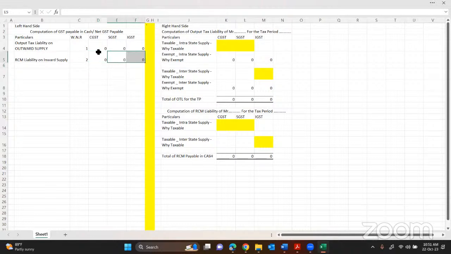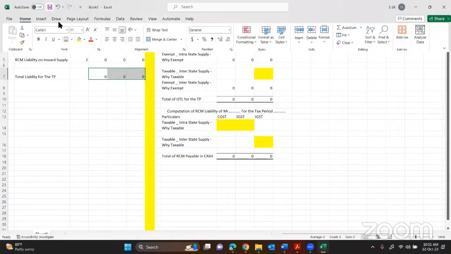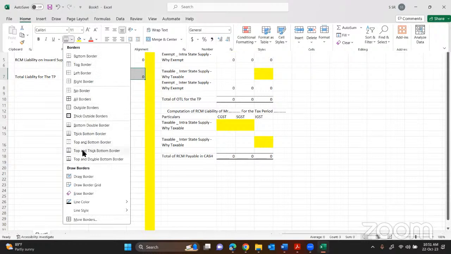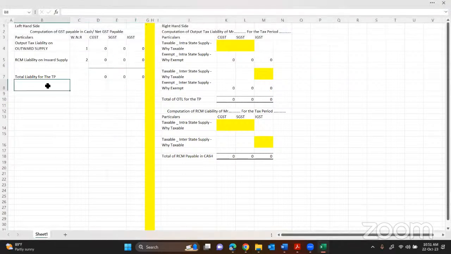The success is in presenting this kind of format, nothing more than that. So what is my total liability? Total liability for the tax period. Total liability for the tax period will be this plus this. Everybody, my dear, are you comfortable? Don't give double top line, give only single top line. Later on, you will understand why I'm saying so. Okay. In this, I will have to less RCM payable in cash. I will reduce.